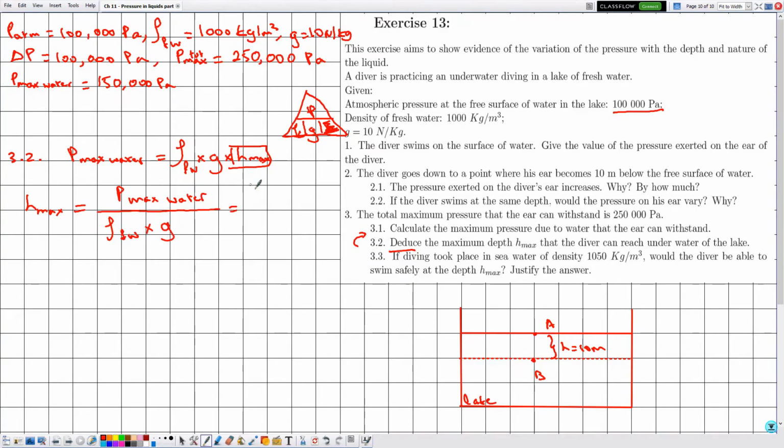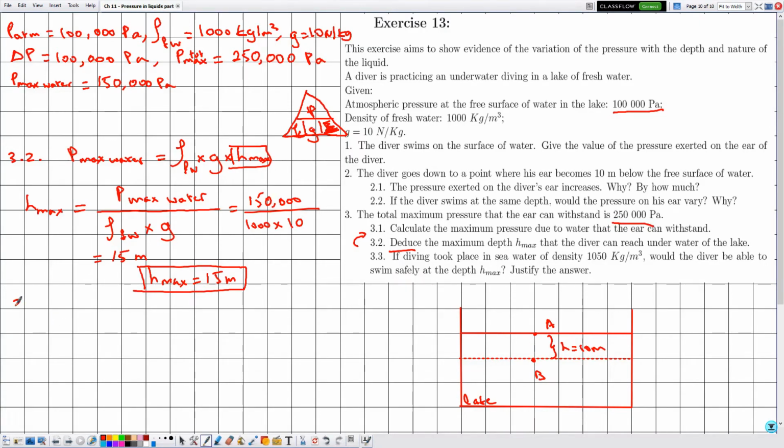The value of P max water is 150,000, and the value of rho fresh water is 1000 multiplied by 10. Plugging this fraction into the calculator, H max is 15. Since all of these quantities are expressed in SI, the value of H will be in SI, which is meters. Then H max is equal to 15 meters, which represents the maximum depth that the diver can swim, because his ear can withstand a maximum pressure of 250,000 Pascal.